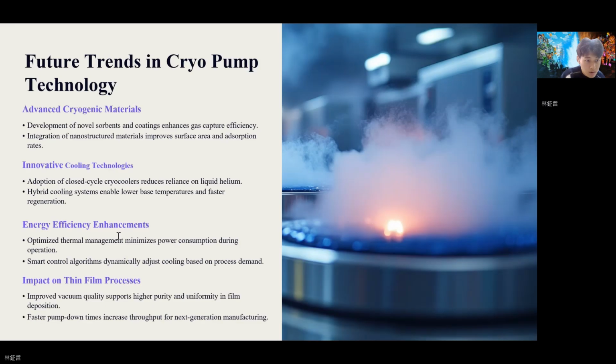In the future, cryo pump technology will likely focus on three areas. The first is better materials for faster and stronger gas absorption. The second is improved cooling technology for lower temperature and better regeneration. The third is better energy efficiency, with smarter thermal measurement and control systems. These trends will help improve vacuum quality and film production performance.